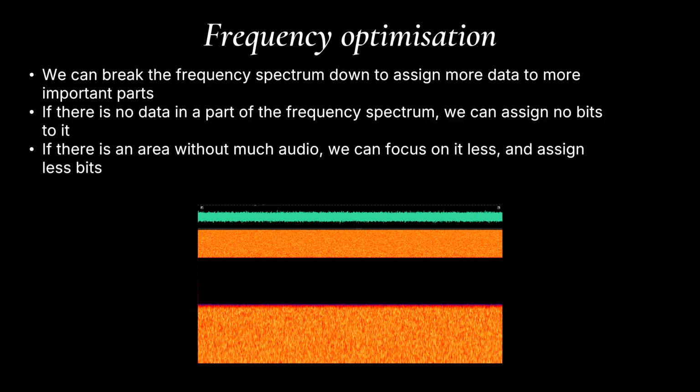And for you and I, if we were just trying to use our intuition to design a coding system, there's no reason to try and encode an area in which there's no audio. So we can focus on it less, and we can assign it a different amount of bits. We can focus on less bits, basically. So we can obviously do this in some way. Now let's think about how this comes together.